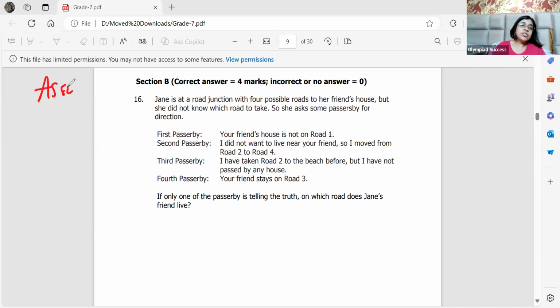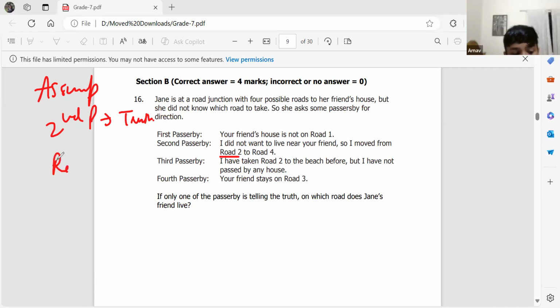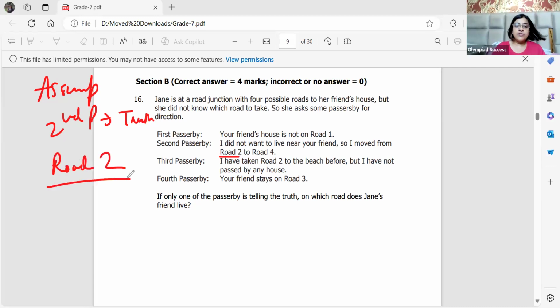Now I'll still show you a case which is not working. That is the assumption of taking the second person to say the truth. Now, if the second person is saying the truth that I don't want to live near your house and so I moved from 2, that means your friend is living at 2. So currently my road 2 is fixed. I want to see that if I say that all the other statements are false, then something is contradicting or not.